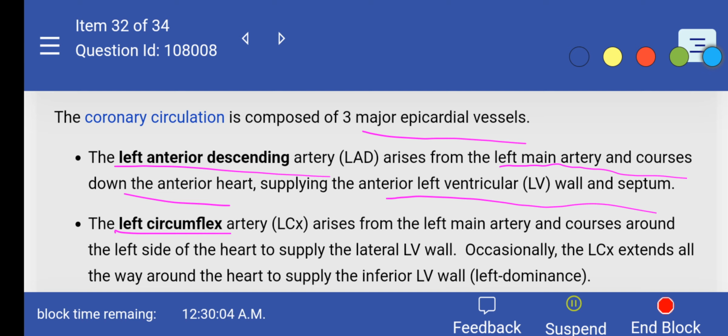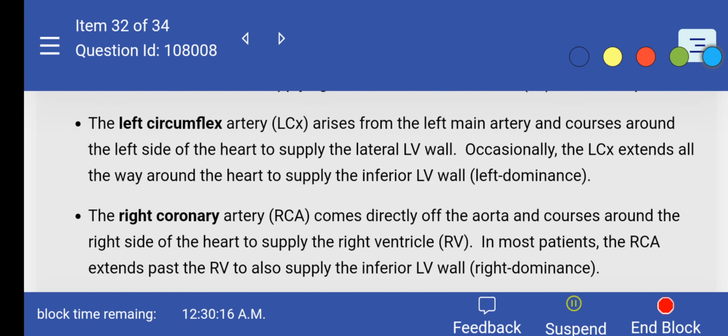Okay, so the left circumflex artery arises from the left main coronary artery and courses around the left side of the heart. It supplies the lateral left ventricular wall, as I talked about. Occasionally the left circumflex extends all the way around the heart to supply the inferior left ventricular wall. That is in the case of left dominance, as I was talking about, right?